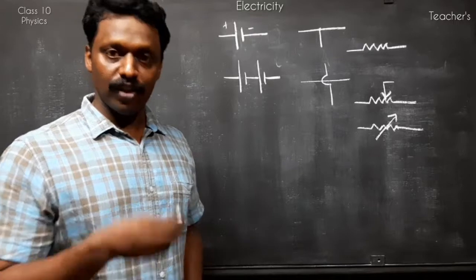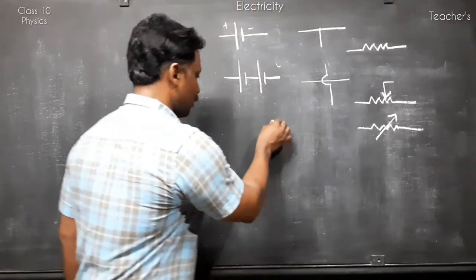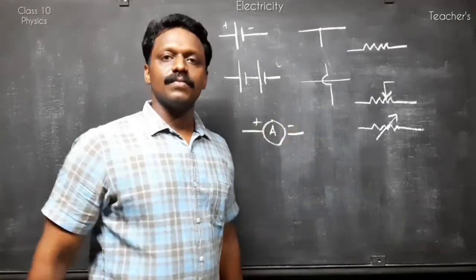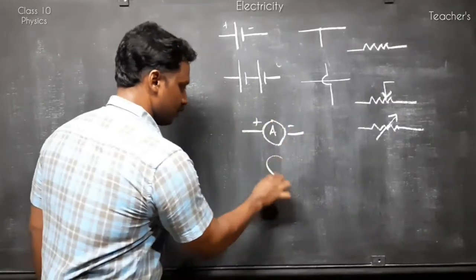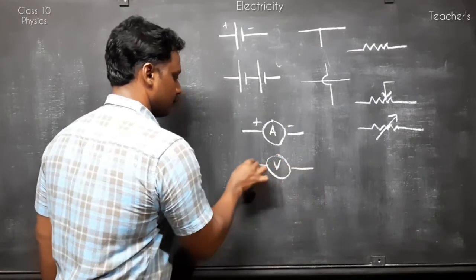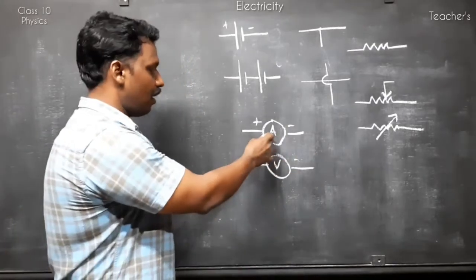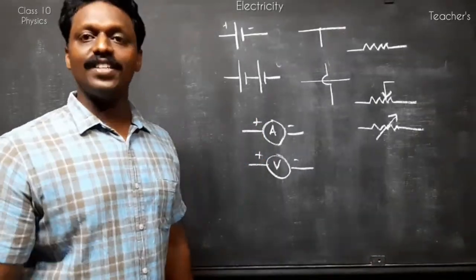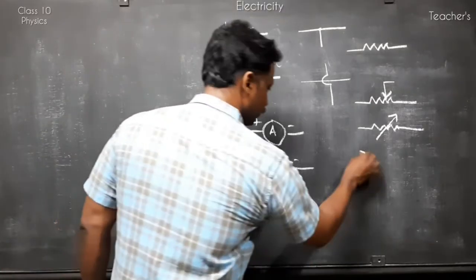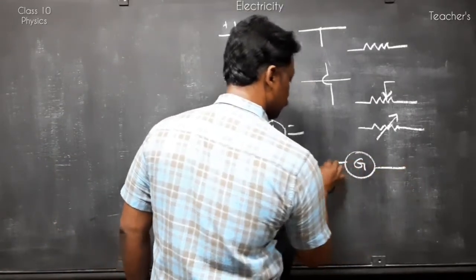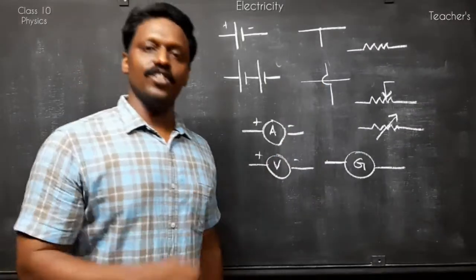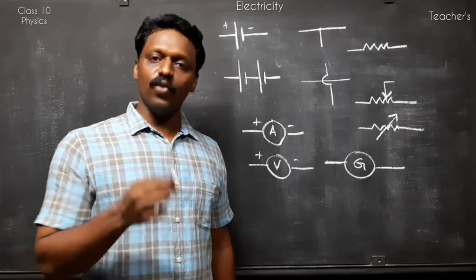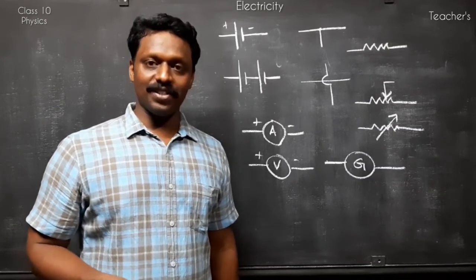An ammeter, which is used to measure current, is represented like this. A voltmeter is represented like this. A has the sign for ammeter, and V represents voltmeter. And if it is a galvanometer, similarly, we'll put G. The galvanometer is a current detecting instrument which we will discuss in the next chapter.